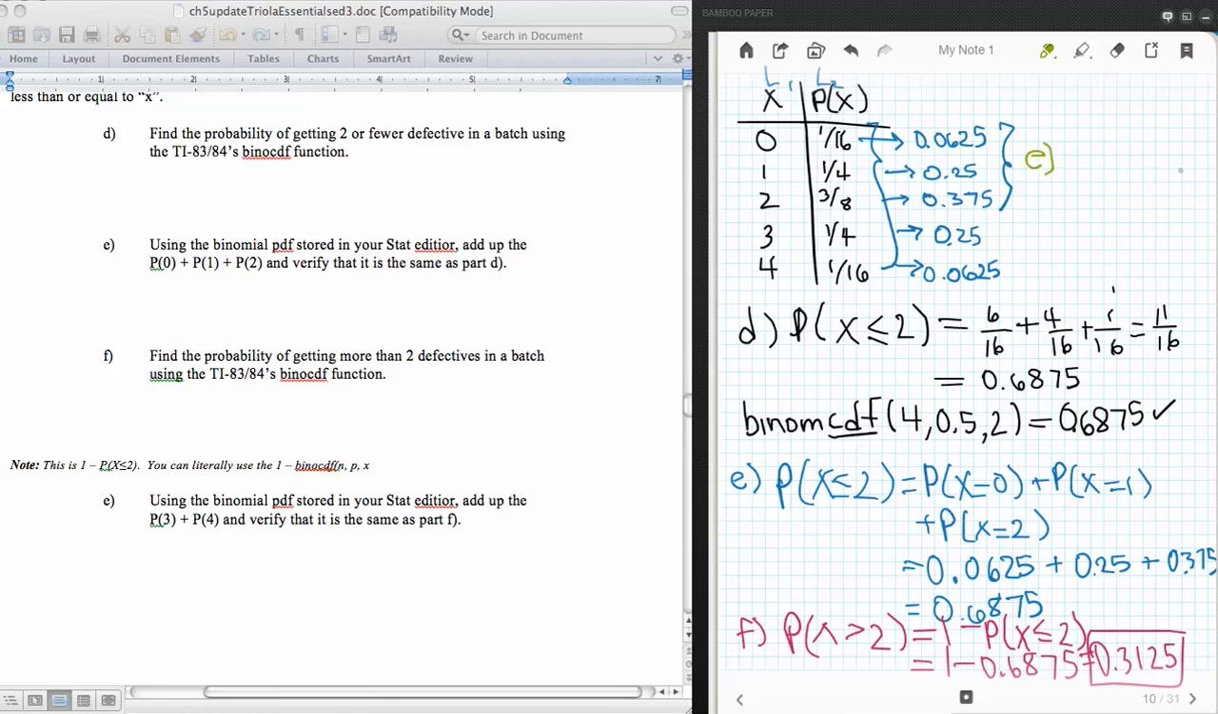So E, that would be the probability that x is greater than 2, which is the probability that x is equal to 3, plus the probability that x is equal to 4. The purpose of writing all of this out is to show the relationships between less than or equal to and greater than 2, and to help you with the use of the CDF function a little bit later on.